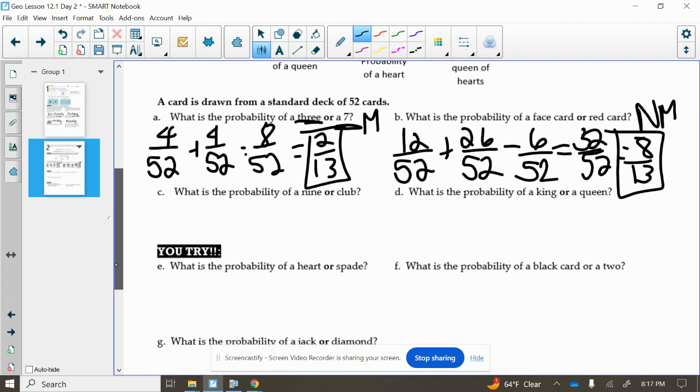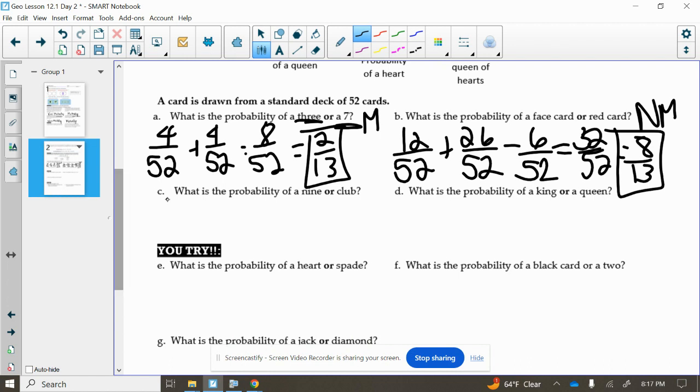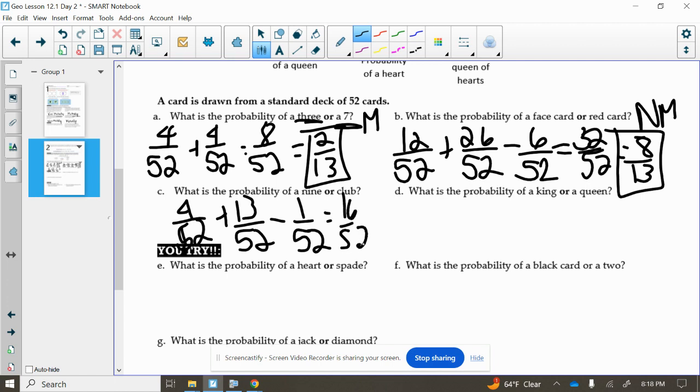What is the probability that you draw a 9 or a club? Well, there are only 4 cards that are 9s out of our deck, but there are 13 clubs in our deck. So we would add those two together. The overlap occurs when we have the 9 of clubs, which is just 1 out of 52 cards, for a total of 16 out of 52, or 4/13.